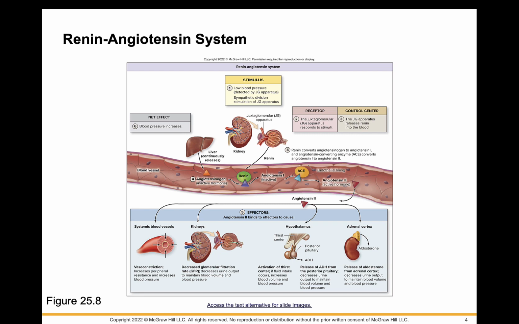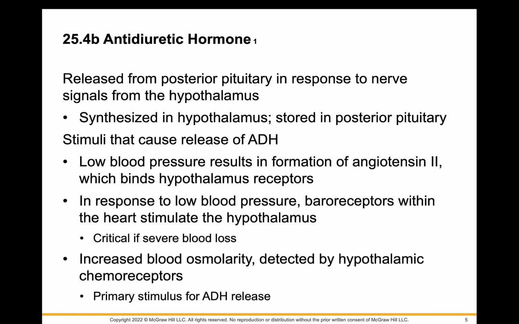And we'll talk a little bit more about aldosterone and ADH. Now, ADH, or antidiuretic hormone, is released from the posterior pituitary in response to nerve signals from the hypothalamus. Remember that this is a hormone that is produced within the hypothalamus, but stored and released from the posterior pituitary. Now, when we look at the stimuli that actually cause the release of ADH, it's important to remember that the primary stimulus is an increase in plasma solute concentration, and this will be detected by osmoreceptors within the hypothalamus.